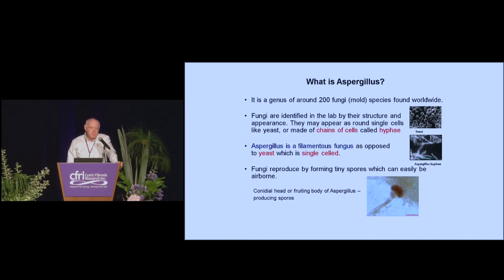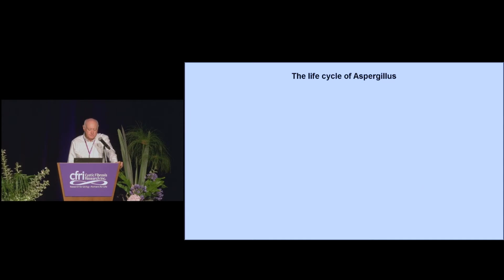They reproduce by forming little organisms at the end of these filaments or hyphae that are called conidial bodies, and they release the spores, which scientifically are called conidia, as you can see there. What's the life cycle that we're talking about? Well, let's start with the spores. They cause problems by inhalation.